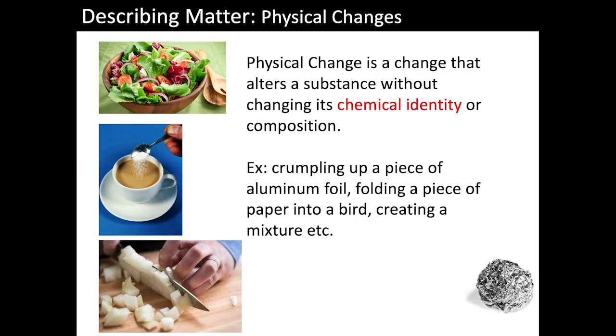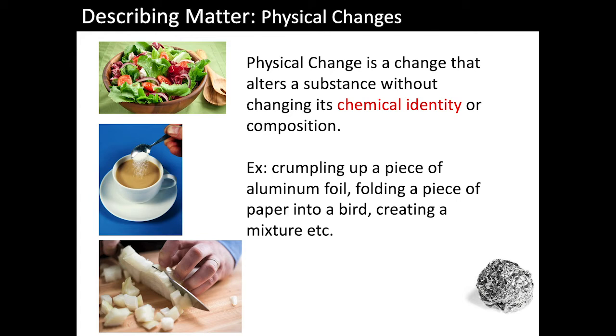When we're describing matter, we can look for physical changes. A physical change is a change that alters the substance without changing its chemical identity or composition. So the matter has not changed. This, for example, could look like crumpling up a piece of aluminum foil. I still have aluminum. I haven't changed the chemical makeup of aluminum. I'm just presenting it in a different way. So that's a physical change.